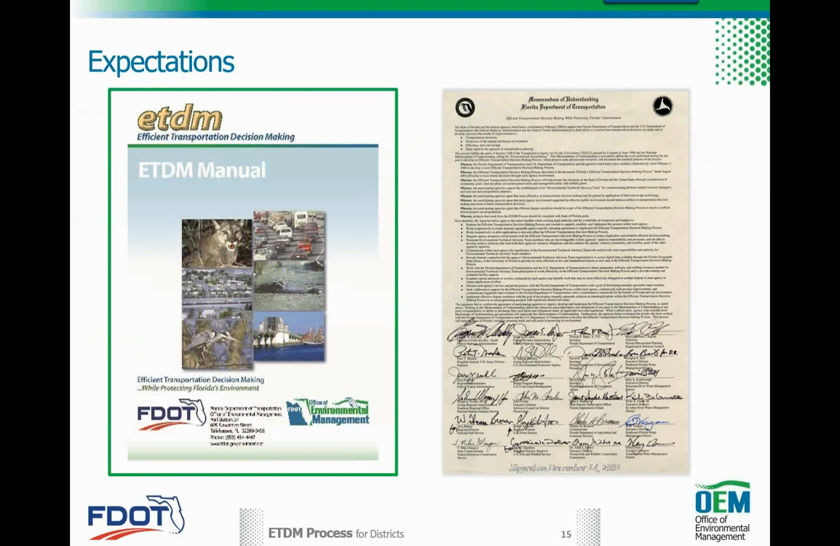We have an ETDM manual that establishes the expectations. It goes through the various components. It establishes review timelines. It establishes participants, the types of products that would be produced. On the right-hand side, we have a memorandum of understanding with all of those various state and federal agencies that are working with us in this process to assign people to participate in this early planning and environmental linkages process, to actively review our proposed projects and give us comments within a prescribed timeline.